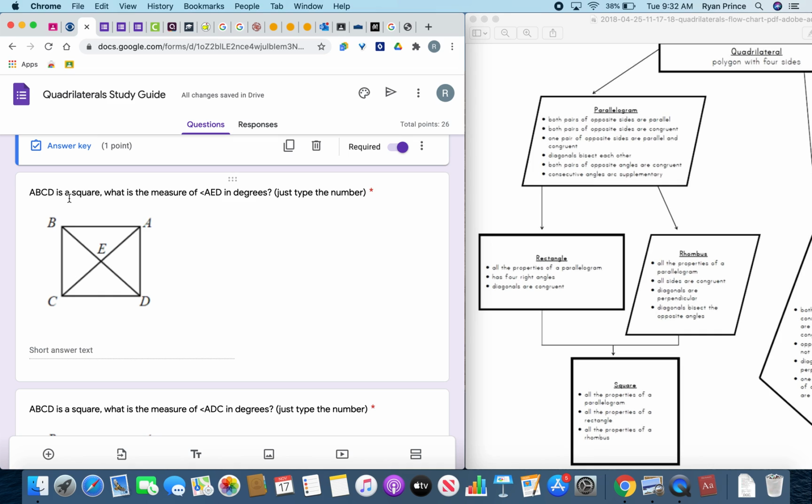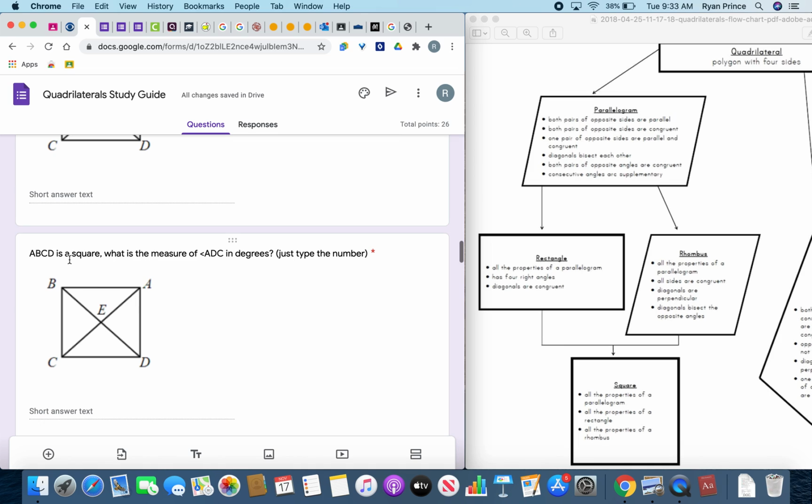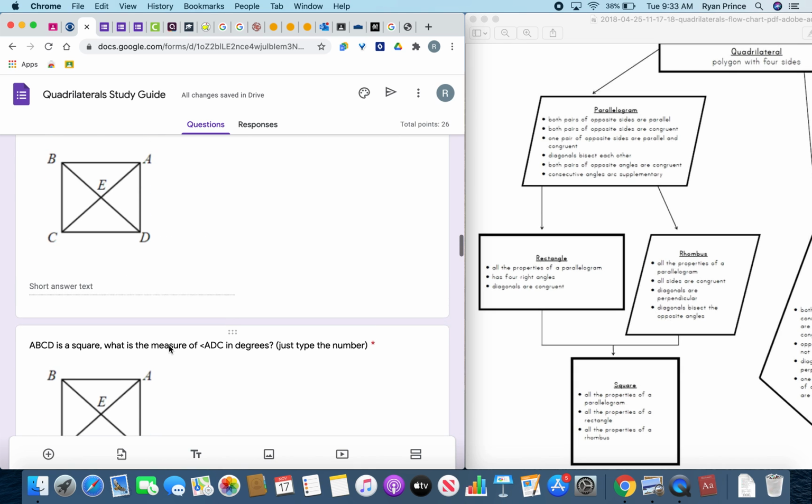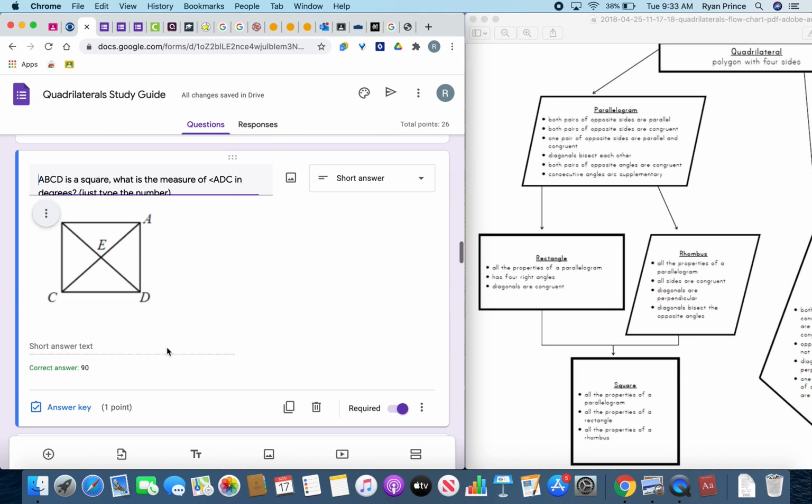ABCD is a square. What is the measure of AED in degrees? So if ABCD is a square, we've got a square here. Well, a square is a type of rhombus, right? So AED is 90 degrees. These are perpendicular diagonals, and they do bisect each other also, but yeah, these are all 90 degrees. Wants to know ADC in degrees. A square is a type of rectangle, right? That's a 90-degree angle. ADC is a 90-degree angle. So we've got 90 here, 90 there.